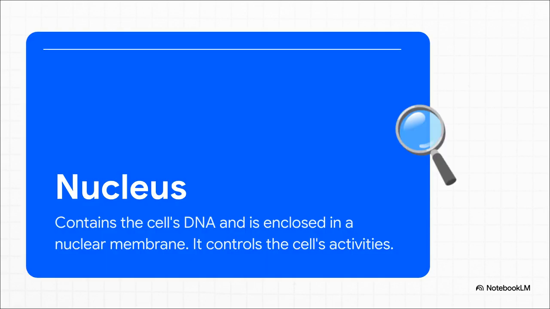First up, the big boss, the nucleus. This is the cell's command center, no question about it. It's protected inside its own membrane, and it holds the DNA, the master blueprint for every single thing the cell will ever do. It's the CEO, the main library, and the security vault all rolled into one.